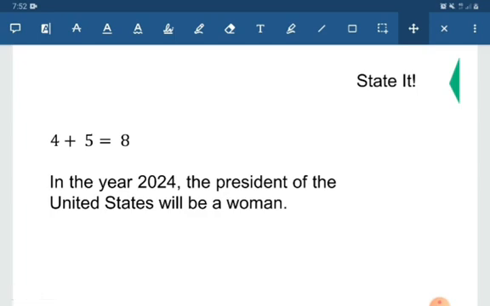The next one, in the year 2024, the President of the United States will be a woman. So right now, we don't know yet, diba, if it's going to be true. But during 2024, or I think 2025 should be the correct year, we can verify if the President is a woman. So this is still a statement, even though it's only a prediction as of the moment. But there will come a time that we can prove if it is true or false. So it's a statement.